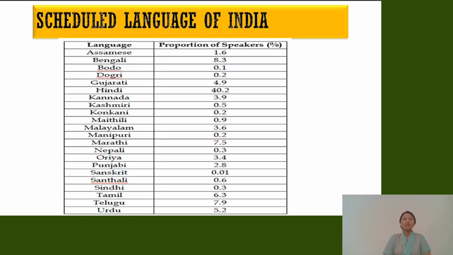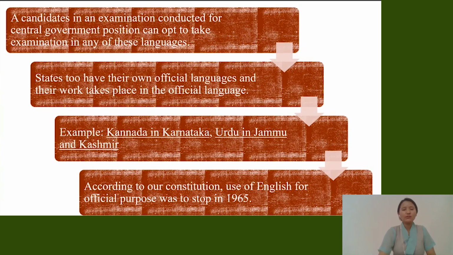Why are these languages selected? Because these languages are mostly spoken by the people of India. The advantage of the scheduled languages of India is that if a person is participating in an examination conducted by the central government, that candidate can choose any of these 22 languages to write the examination.